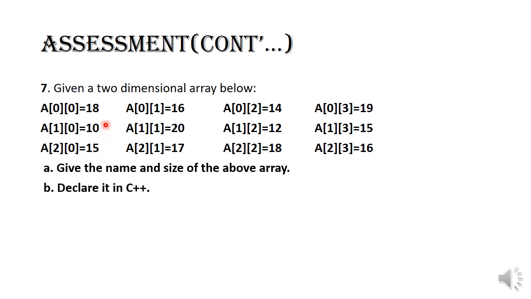How can you declare this two-dimensional array in C++ and initialize this two-dimensional array in C++? So it means that by looking at the following array elements, you can easily identify the array name, and you have also the elements of this array, which means that you can initialize this array. So that is what you are going to do right now.